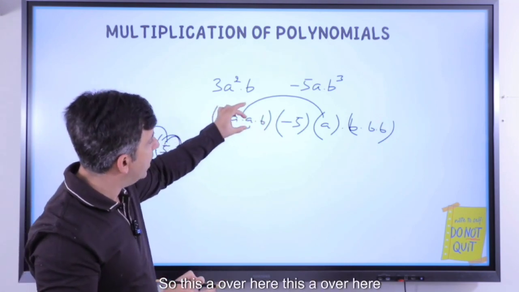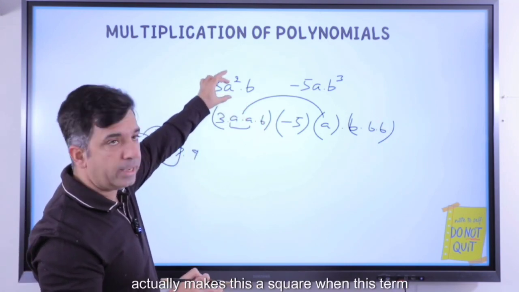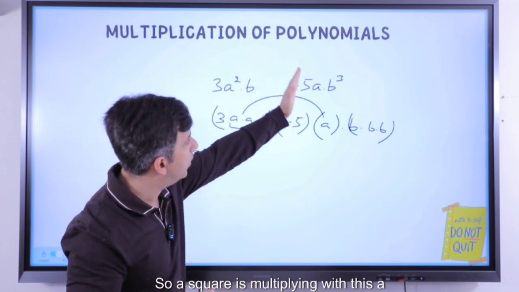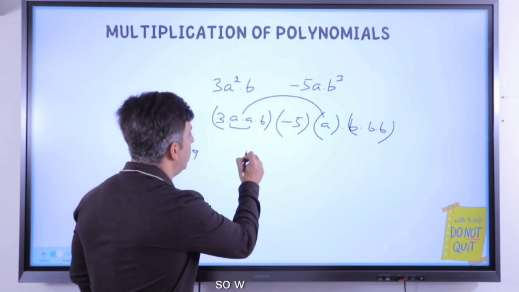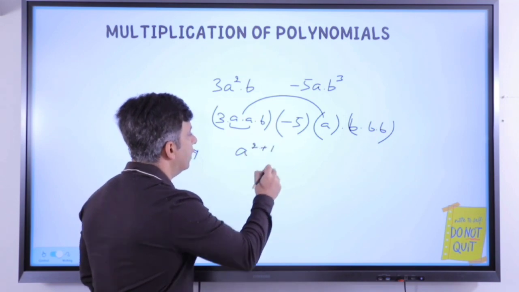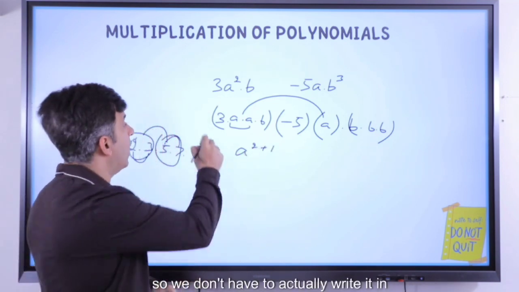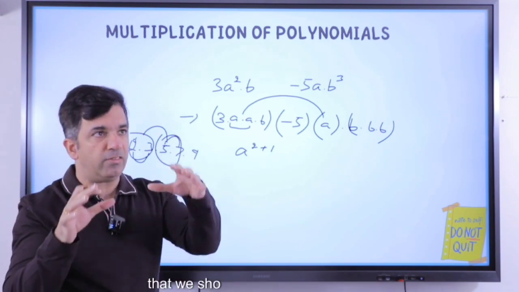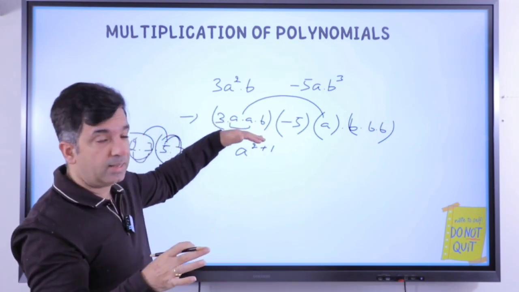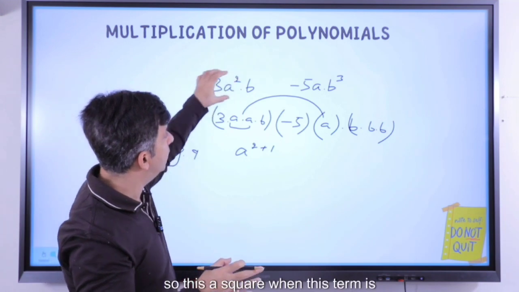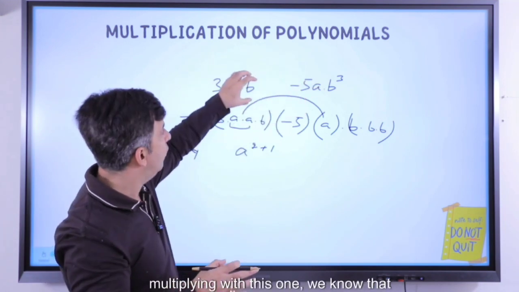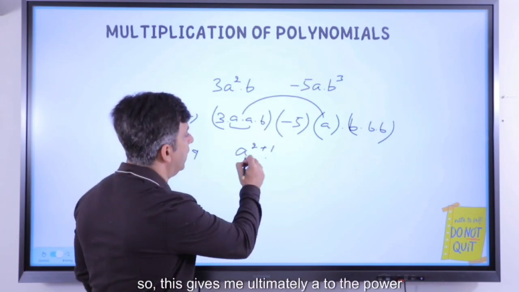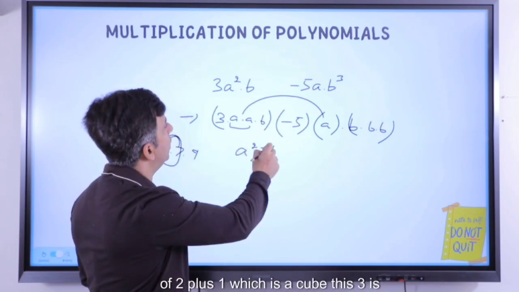So this a over here, this a over here actually makes this a square, when this term is multiplying with this term. So a square is multiplying with this a actually. So we don't have to actually write it in this manner. It's just for your explanation, so that we know what is happening inside. So this a square is multiplying with this a. So this gives me ultimately a to the power of 2 plus 1, which is a cube.